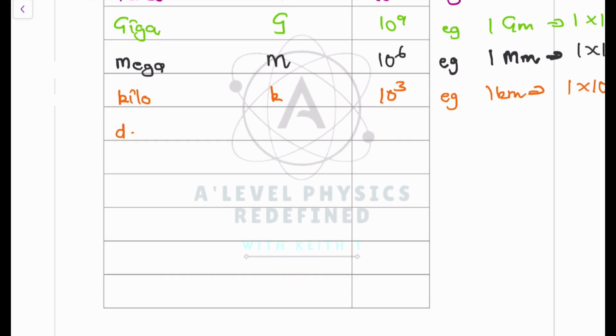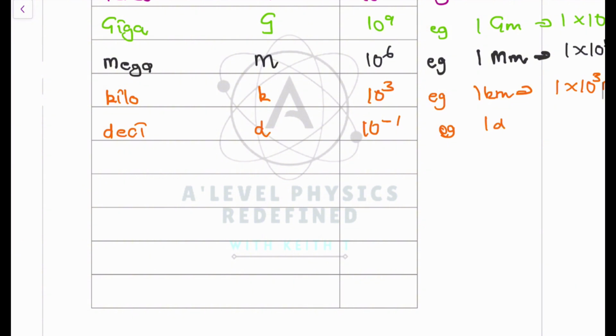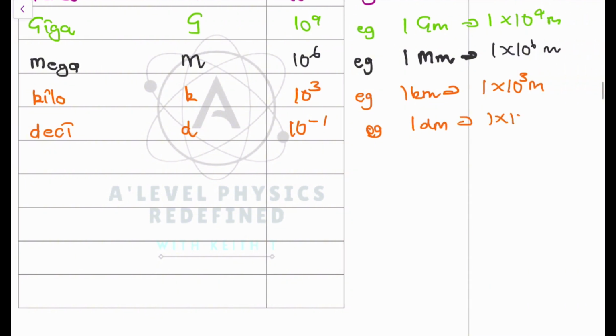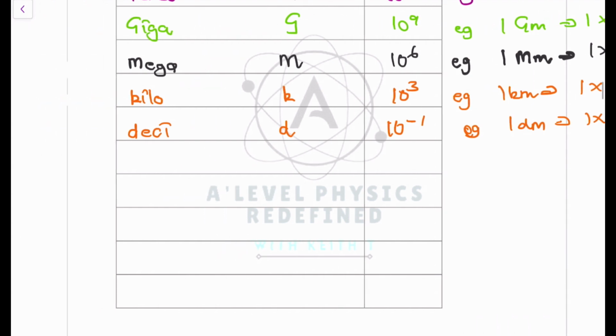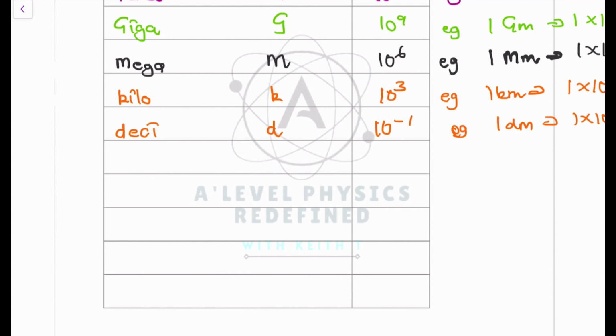Then we've got deci, which is a small letter d. That's just 10 to the power of -1. For example, I could say 1 decimeter. That's 1 times 10 to the power of -1 meters, just 0.1 meters. Very important for you to be able to think of these things as they come.